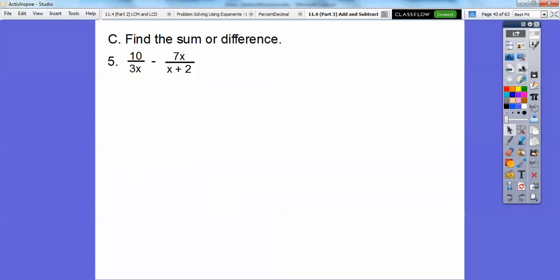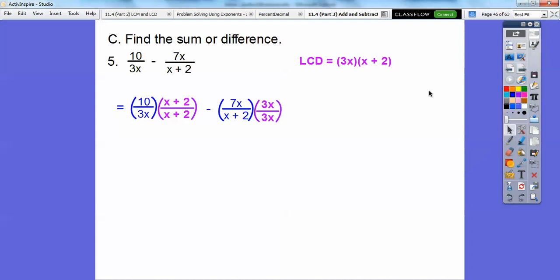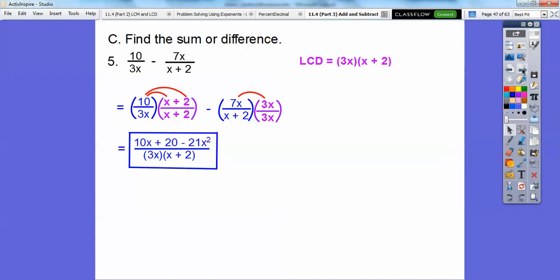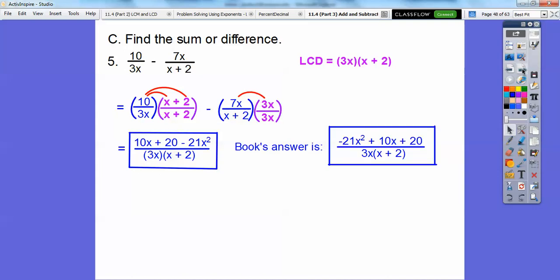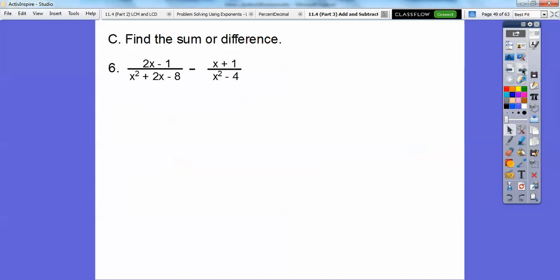So, okay, here's another one. So the common denominator is 3x and x plus 2. Okay, so here we go. So let's go ahead and multiply by the missing pieces right there. So this one's going to get x plus 2 over x plus 2, and this one's 3x over 3x. Okay, and then we'll distribute 10x plus 20. And then this is going to be minus 21x squared, all over the same denominator, 3x times x plus 2. Okay, so that could be a good answer, and your book might rearrange it and put it in descending order right there.